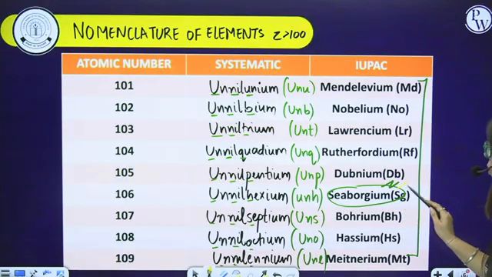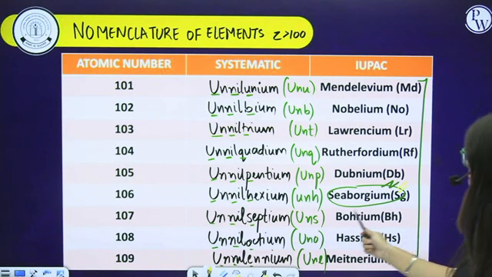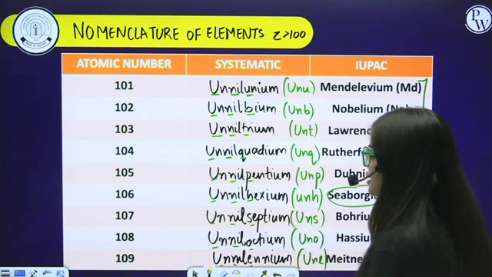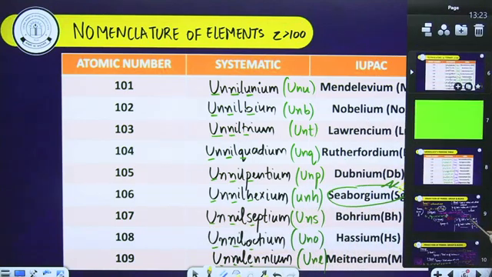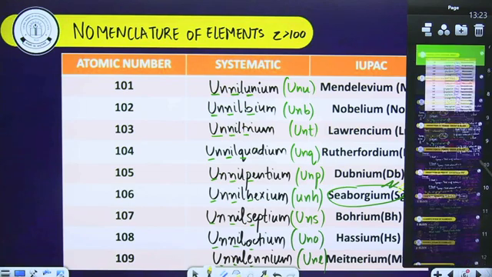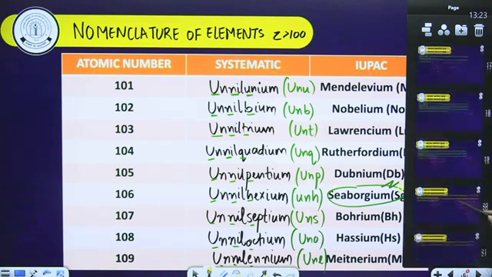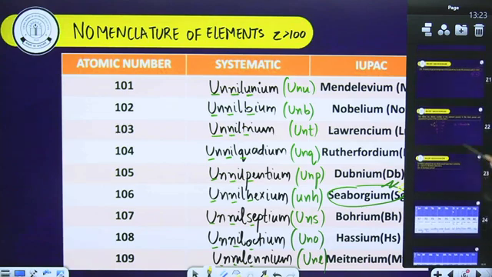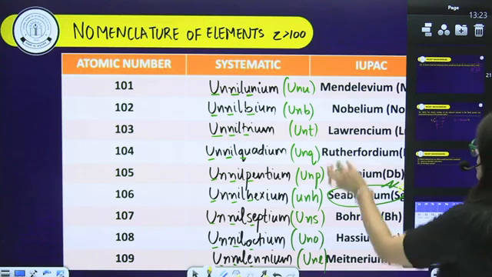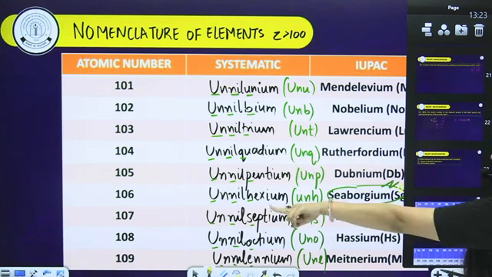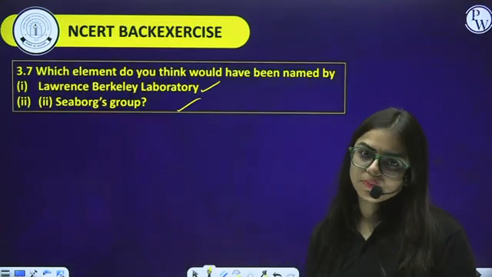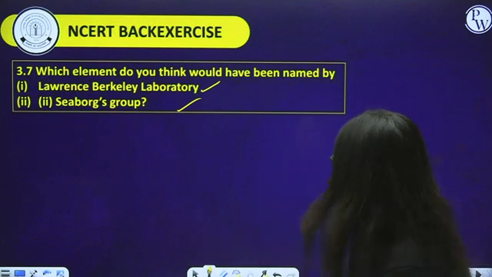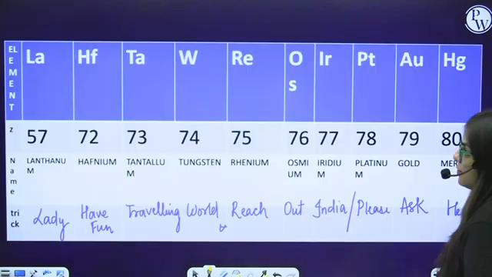See, really sorry, students. See over here, Seaborgium. So Seaborgium basically has an atomic number 106. This we have already done. In a similar way, you have to tell about the other one. See, Lawrence, so Lawrencium 103. 103 and 106. Clear? Easy question. So this was question 3.7.